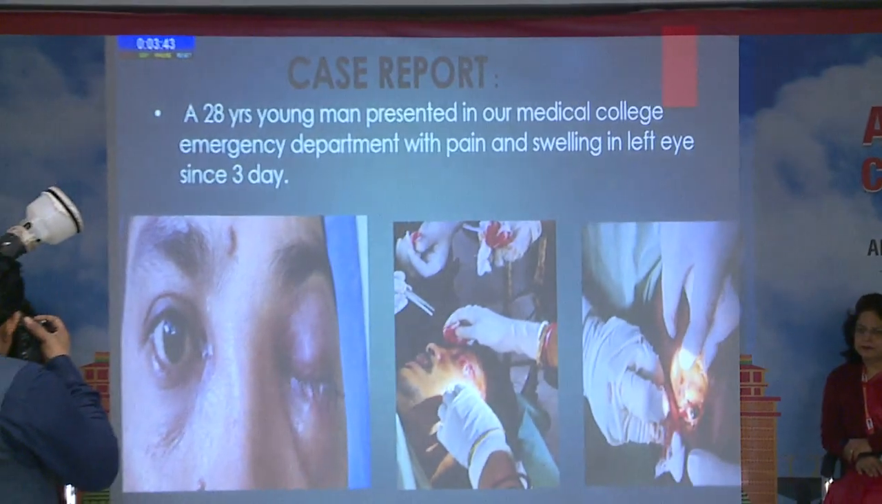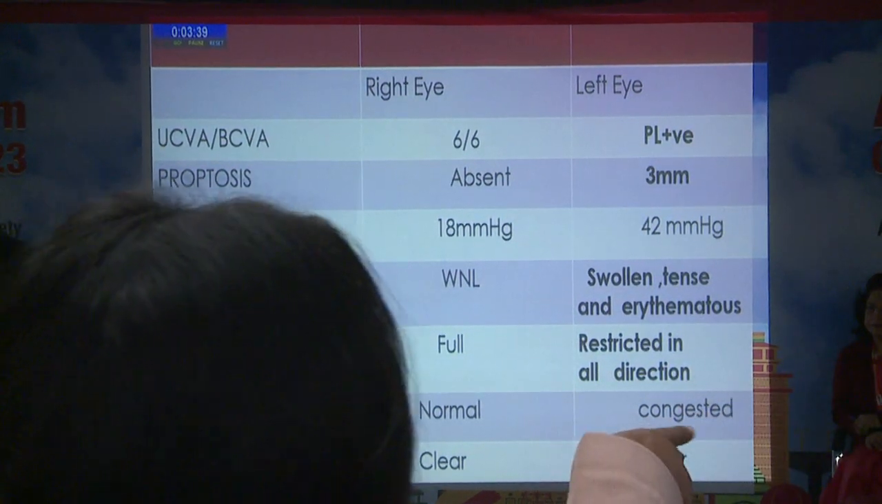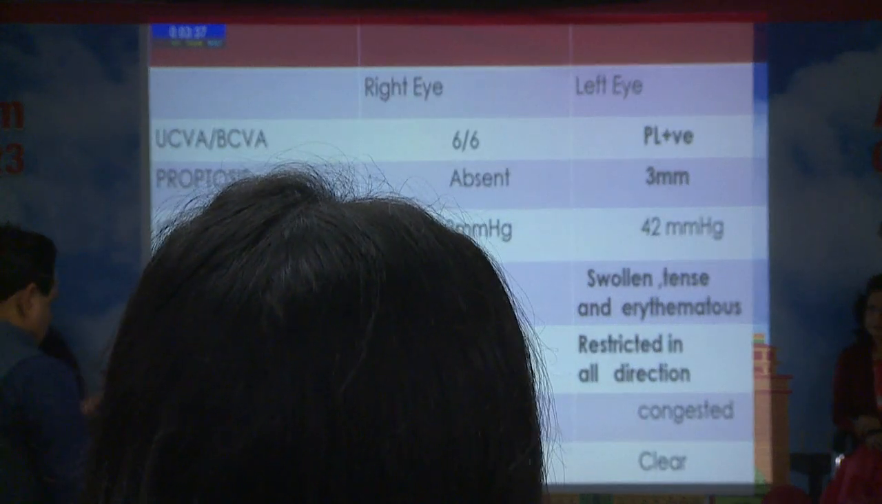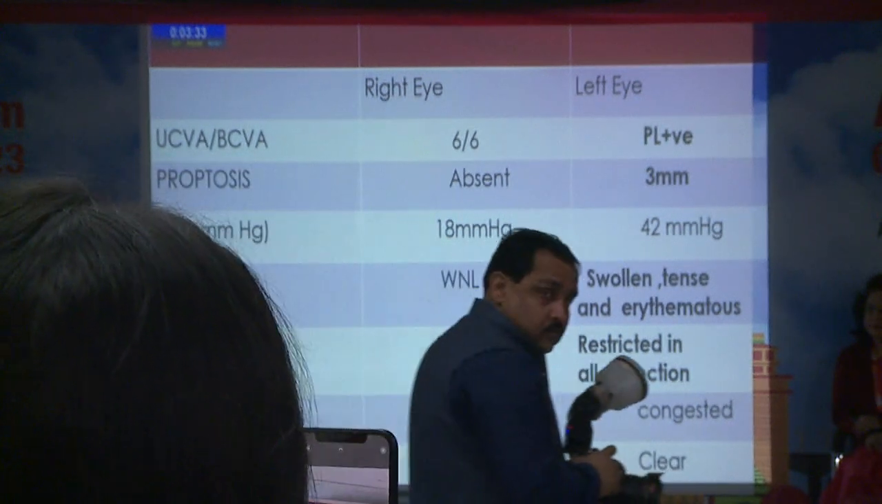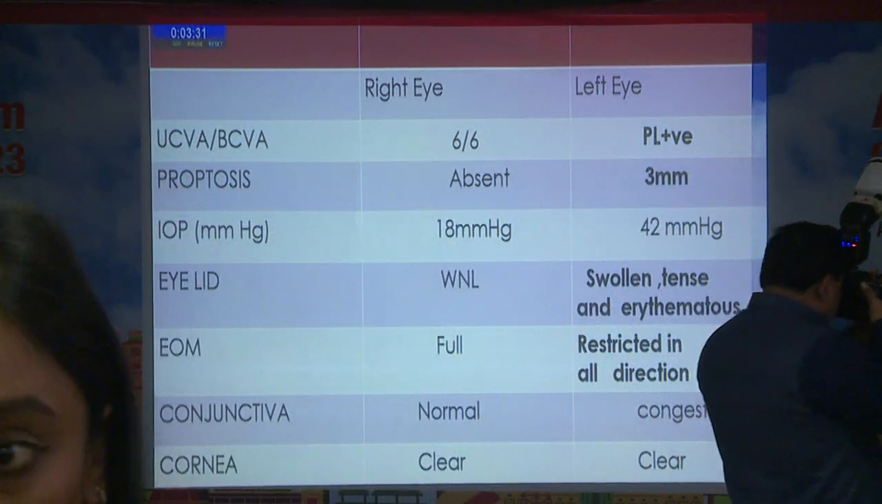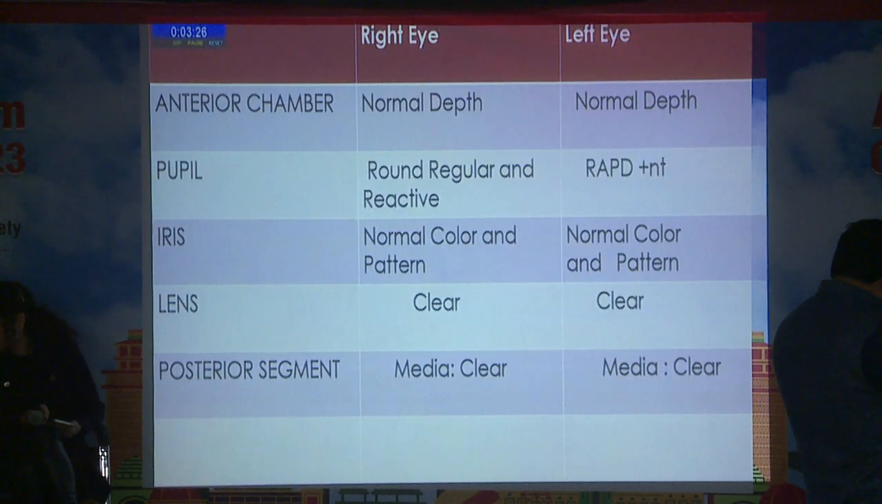Our 28-year-old young man presented in our medical college emergency department with pain and swelling in the left eye since 3 days. As we can see in this picture, on ocular examination, best corrected visual acuity was PL positive in the left eye, proptosis was 3 mm, the eyelid was swollen, tense and erythematous, extraocular movement was restricted in all directions, and the conjunctiva was congested. The right eye was normal.